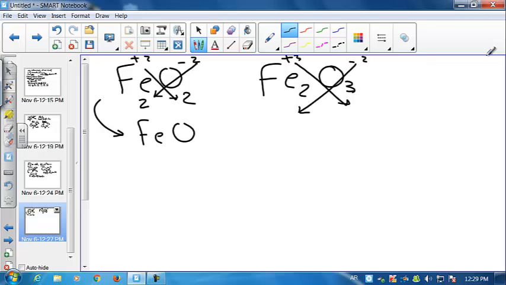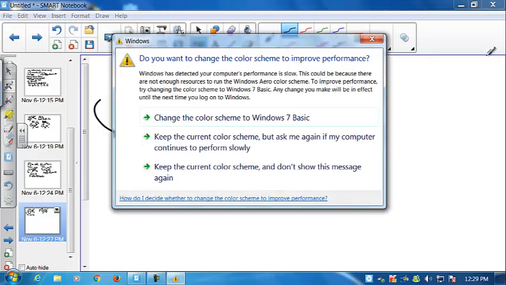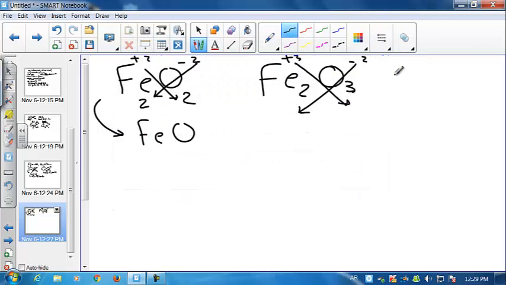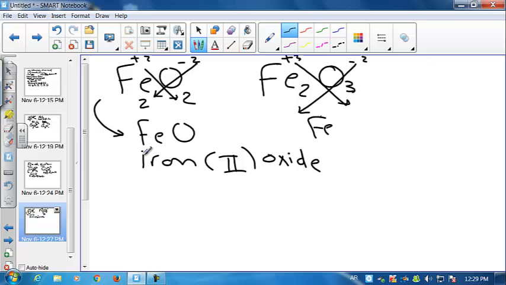If I ask you to name it without the Stock system, it is iron oxide in both cases. Using the Stock system, it will be iron 2 oxide here, and here iron 3 oxide. Fine? Okay.